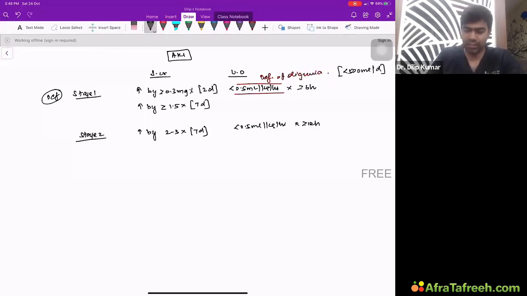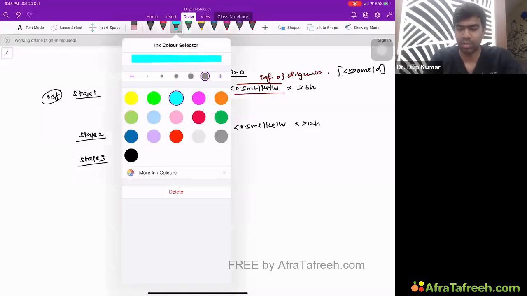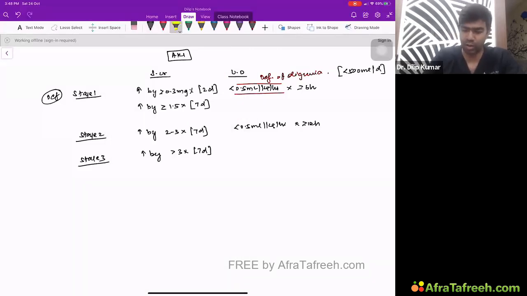stage 2 AKI. As far as stage 3 AKI is concerned, any increase in serum creatinine by at least more than 3 times the upper limit of normal in the last 7 days. Not upper limit of normal, I should say the baseline, which is a wrong statement. Even though I said it by flow, I can call it the baseline. From the baseline creatinine, if it is more than 1.5, stage 1; 2 to 3 times, stage 2; anything more than 3 times, it is stage 3 AKI.